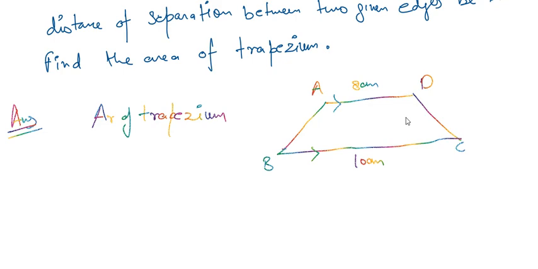Otherwise, it would be a parallelogram or a rectangle-like figure. Okay, just keep this in mind. One of the lengths, AD or BC, must be shorter than the other. Then only we will get a trapezium. Seems clear? Okay, let's move further in our question.